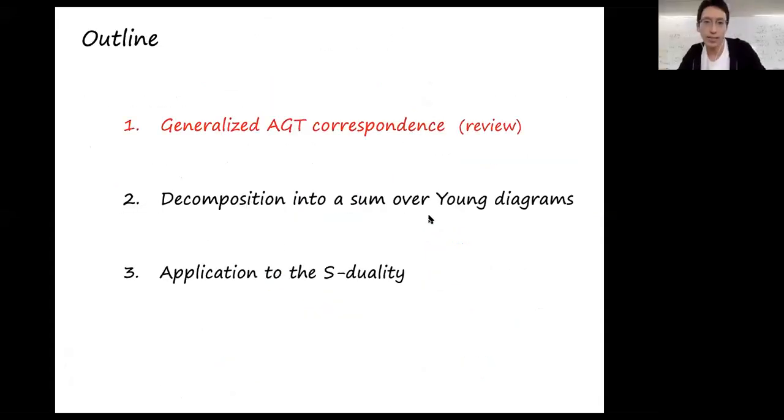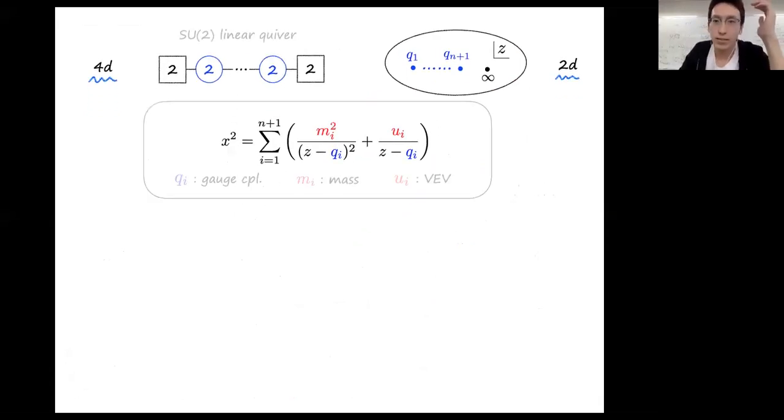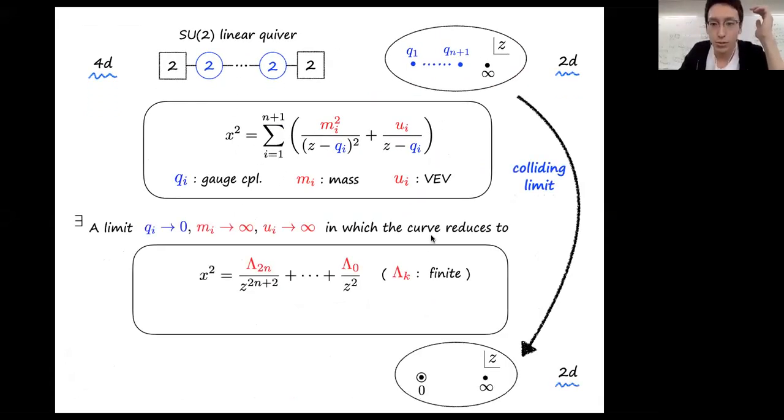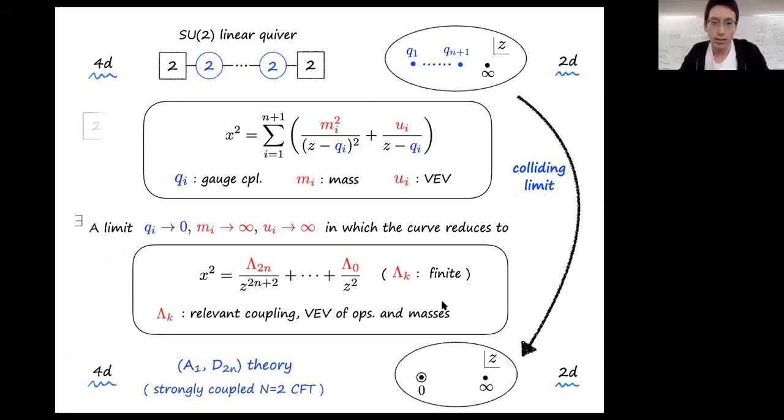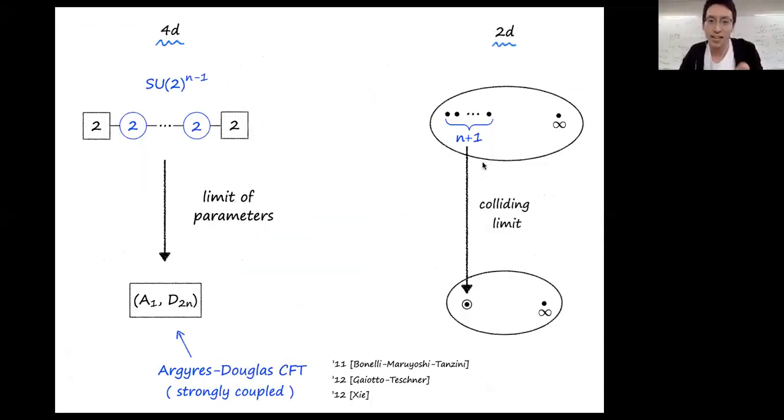Good, that's a good question. I will show you this slide again later. Let's look at this bottom right picture. This is a 2D configuration for the A1 D2N. You can engineer this A1 D2N theory by compactifying the 2D (6D) theory on this Riemann surface. And here you have one irregular singularity and one regular singularity. This is the configuration for A1 D2N.